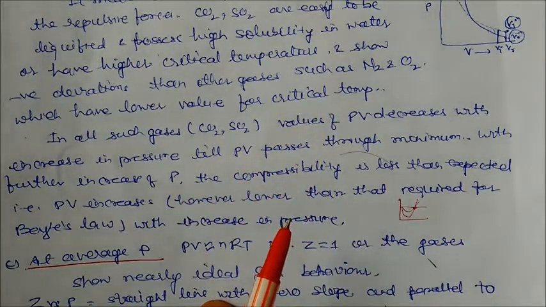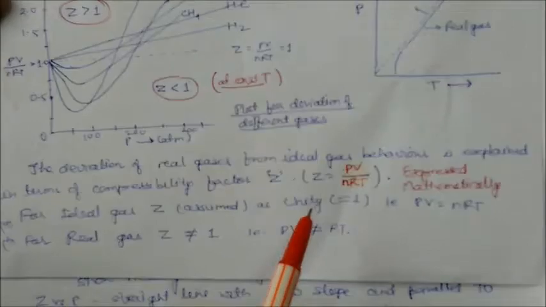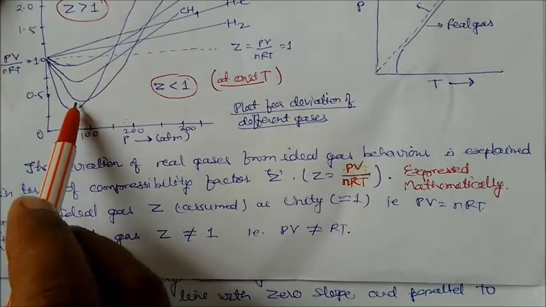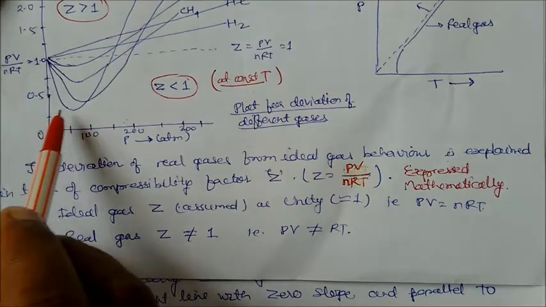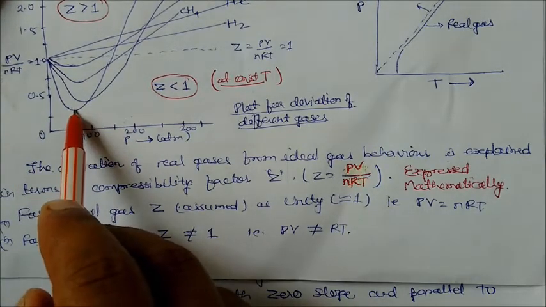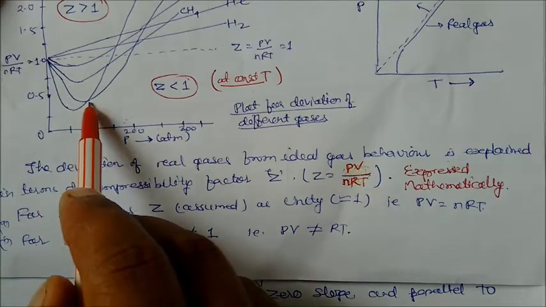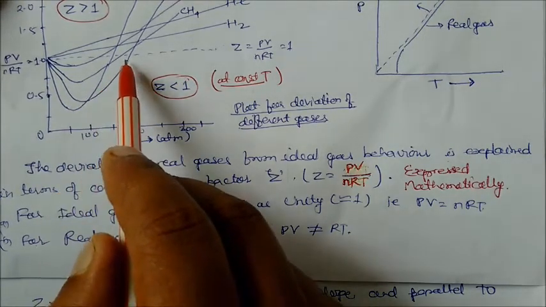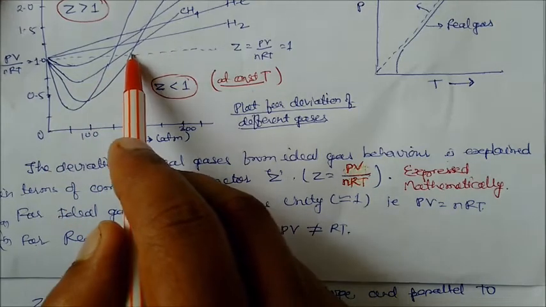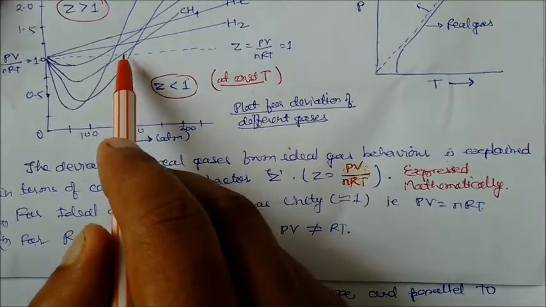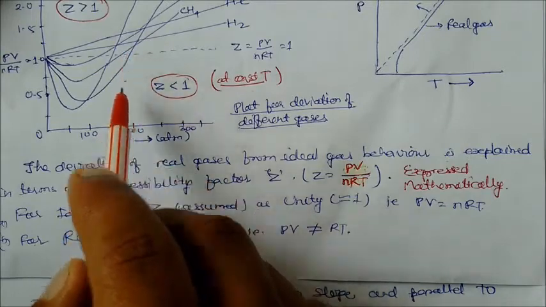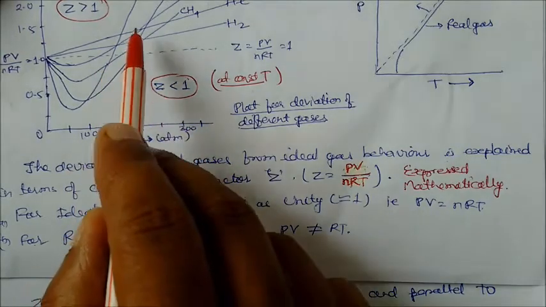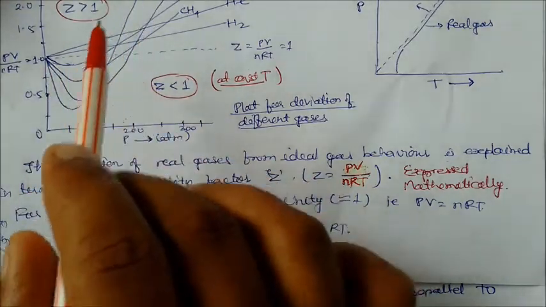Already in this graph you can see again, the pressure is increasing, so what happens? The compressibility is decreasing. At this point it becomes a minimum. After that, if you increase the pressure, it will go liquid. The gas will be less compressible, but it can still be liquefied. But after reaching this ideal point, it cannot be liquefied. Whatever pressure you apply, the gas will not be compressible, it becomes incompressible.